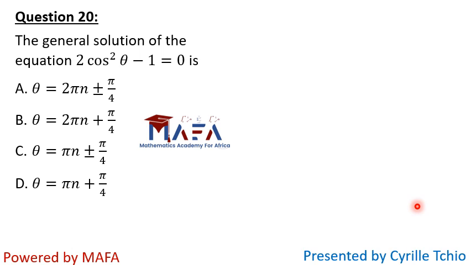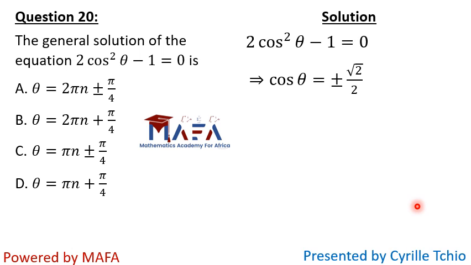The general solution of the equation 2 cos square theta minus 1 is equal to 0 is. Let us find the solution. So we are going to have this. That's the equation given to us. But we know that from here you can come out with cos theta is equal to plus or minus square root of 2 over 2.